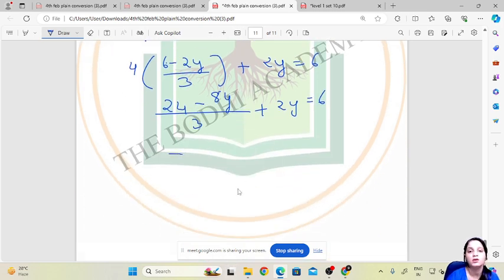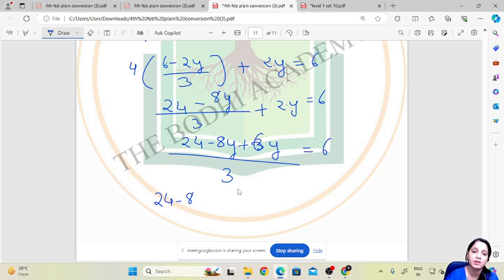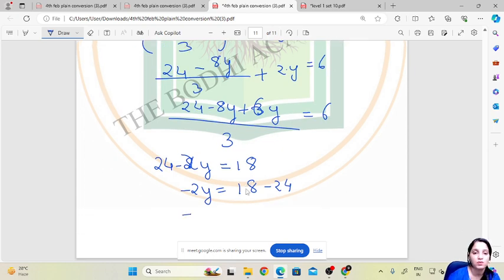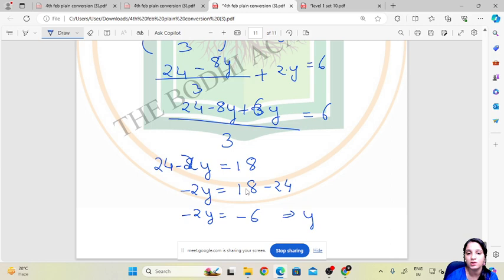Then here 3 is your denominator, 24 minus 8y. Now this 2y doesn't have any denominator, so you need to multiply this 2y into 3, which is 6y. Okay, equal to 6. 24 minus 8y plus 6y will be minus 2y equal to 3 into 6 is 18. Minus 2y will be 18 minus 24, minus 6. So y will be equal to minus 6 upon minus 2, which is 3.